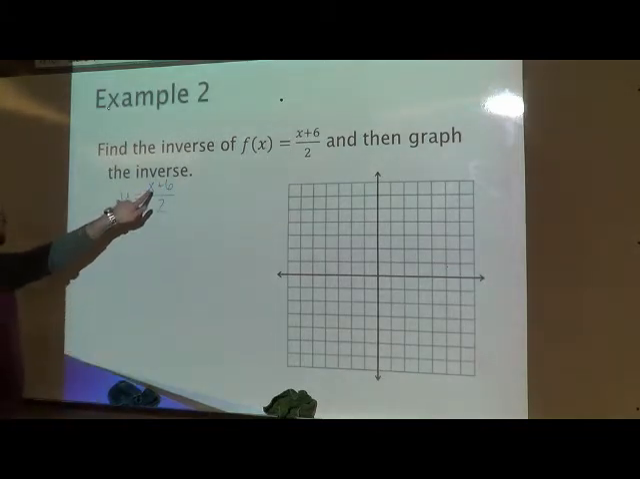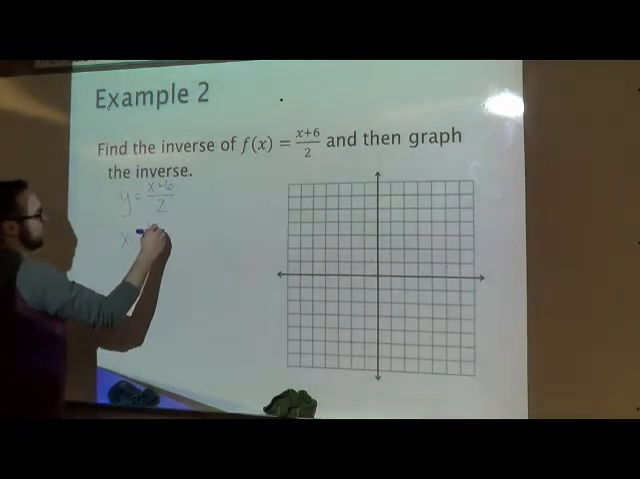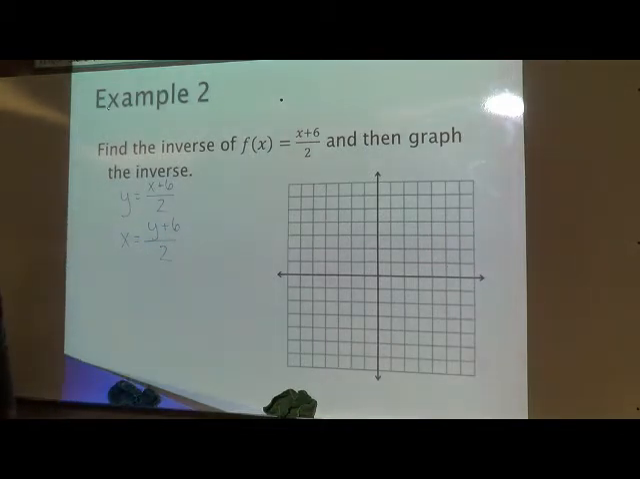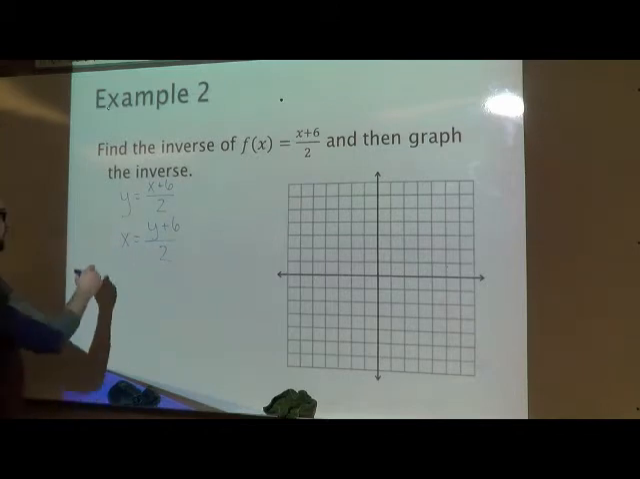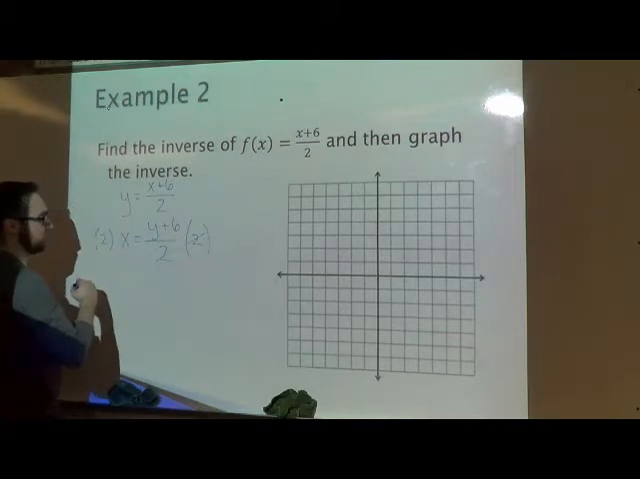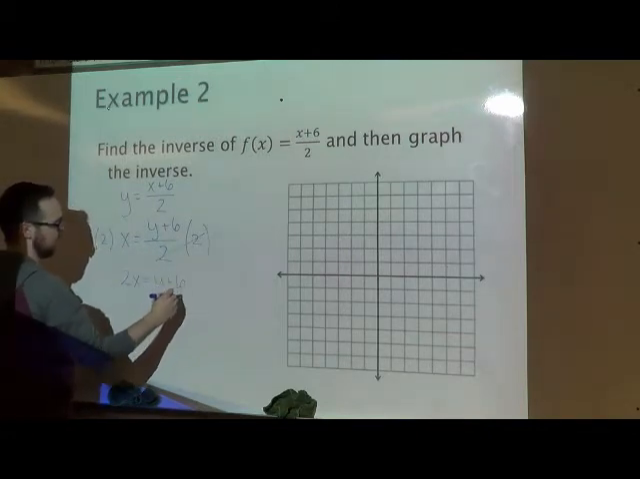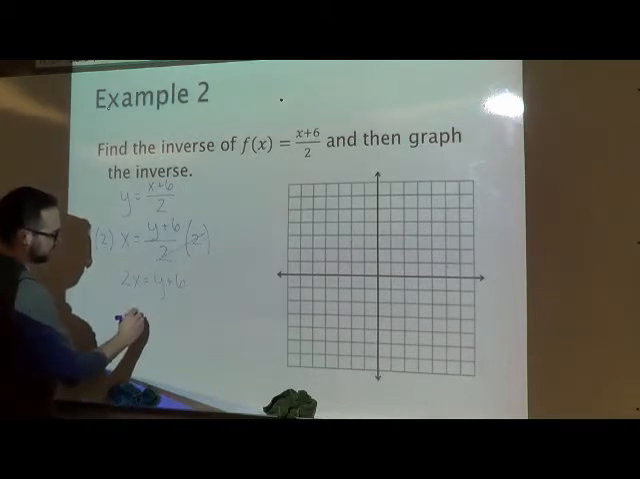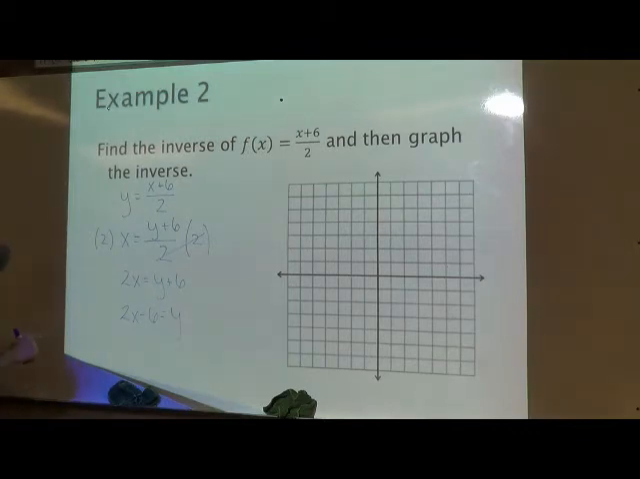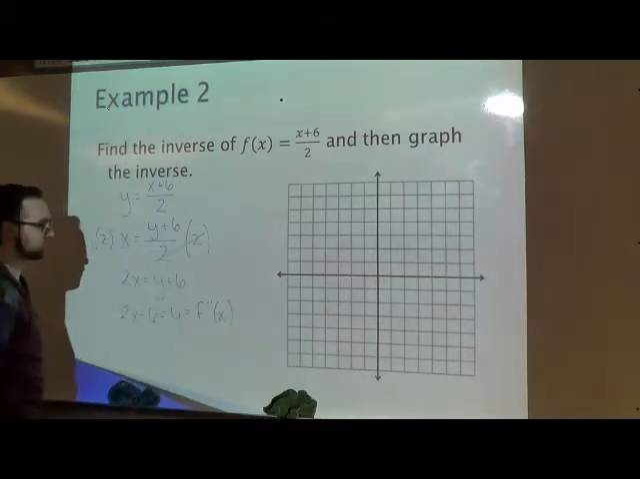Now I'm going to reverse the x and the y. I'm just going to switch them around. So it's now x is equal to (y plus 6) over 2, and I solve for y. So I'm going to do this algebraically by multiplying both sides by 2. So these will cancel. We end up with 2x is equal to y plus 6. Then I subtract 6, so I end up with 2x minus 6 is equal to y. That's my inverse function.